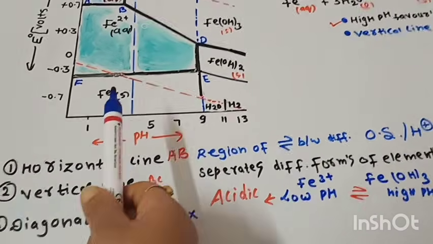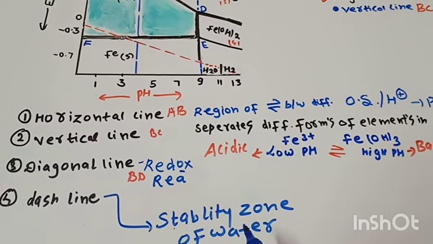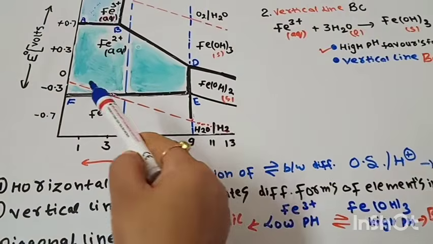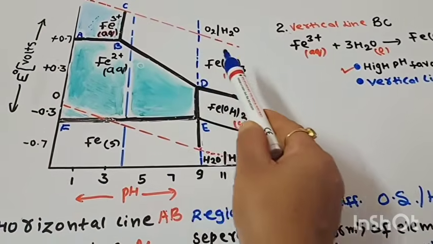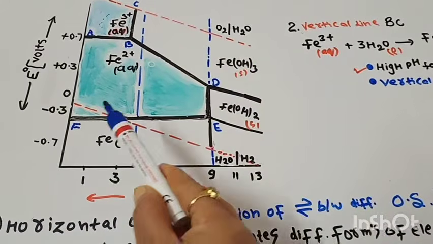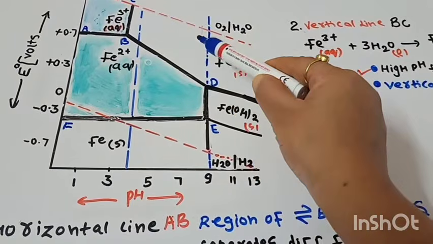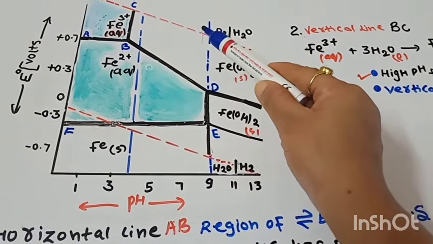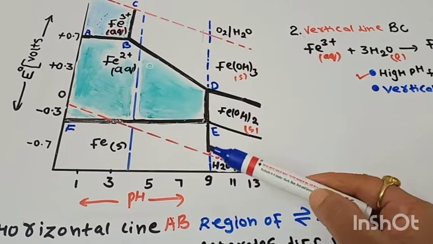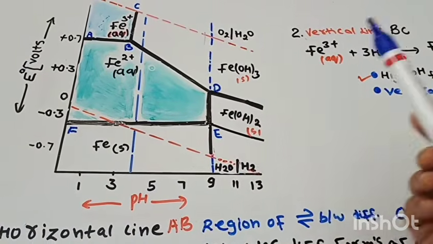And the fourth important part is our dashed line, that is known as the stability zone of the water. The red line, we already studied about the redox stability in water. So in this area there will be no oxidation or reduction of the water, but above this line and below this line the oxidation and the reduction of water is possible.